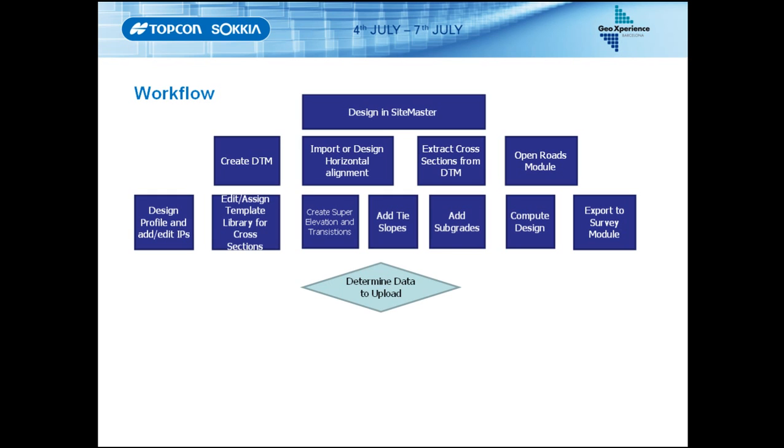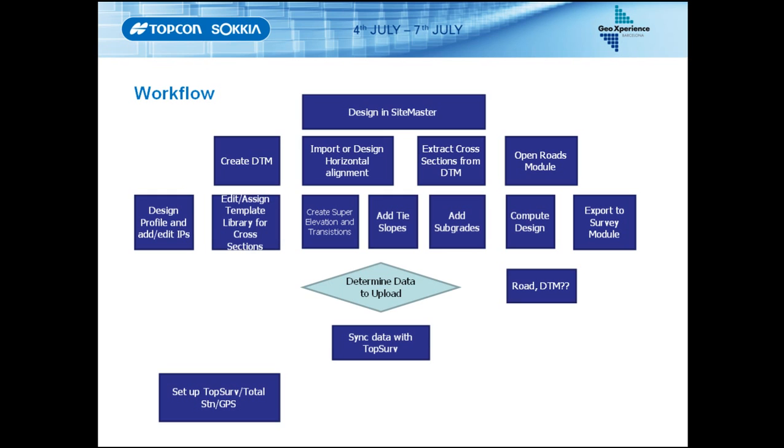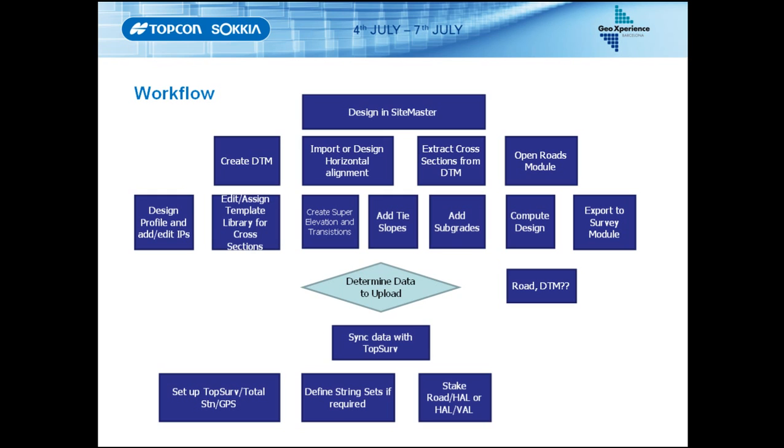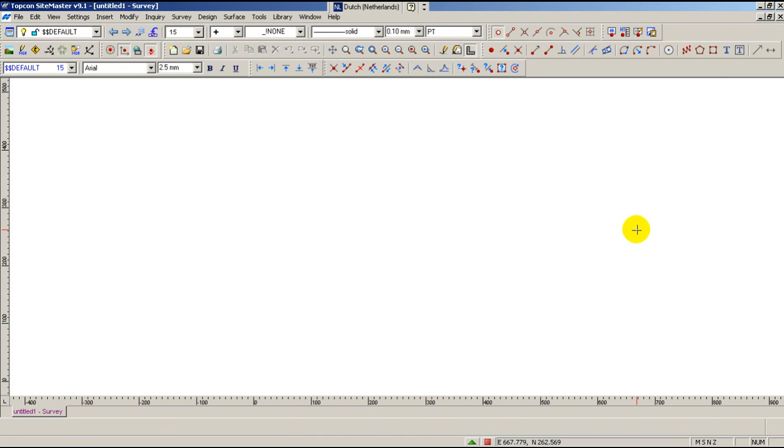From within the survey module, we need to determine the data that we would want to upload. Are we uploading a road or are we uploading a DTM? Sync that data with TopServe, set up our total station or GPS, define string sets if we want to, so we can create slopes from existing strings, and then stake the road, the horizontal alignment or the horizontal and vertical alignment. Then we can use some of the more advanced features, for example staking the center line, the intersection, segment or the surface. So let's now go into SiteMaster.